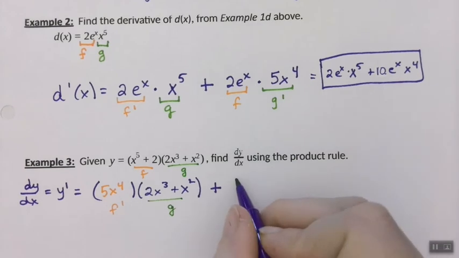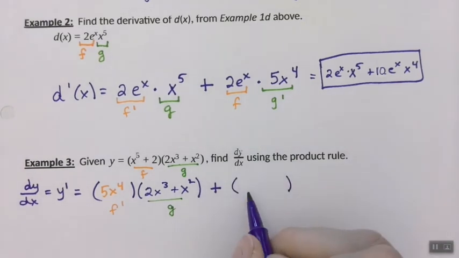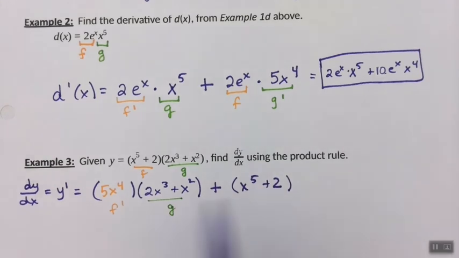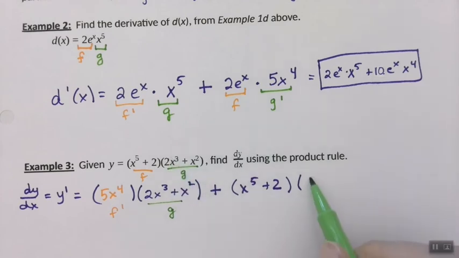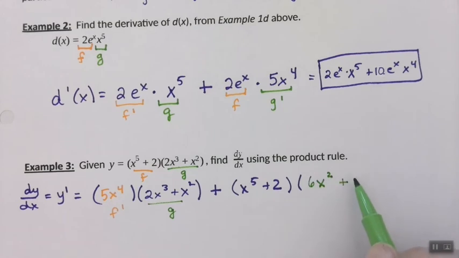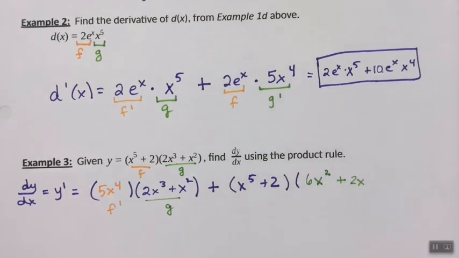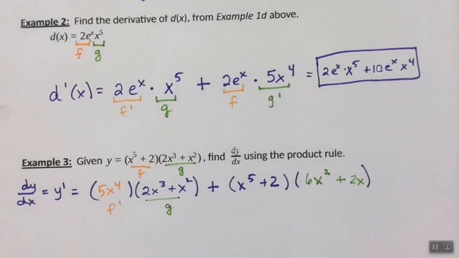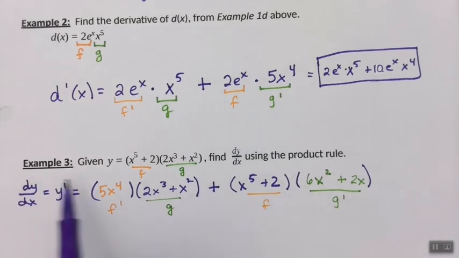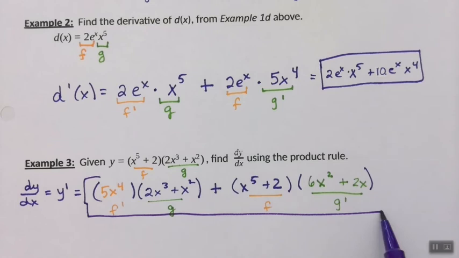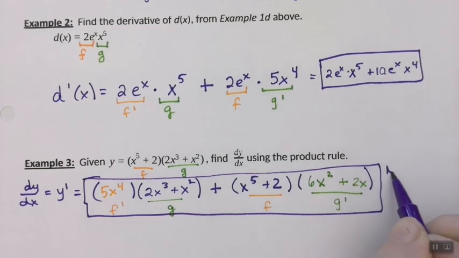And then I reverse it. So now I'm going to leave f alone. So I'm going to write x to the 5th plus 2, and then I write it times the derivative of g, which is 6, 2 times 3 is 6, x to the 2nd plus 2x. So this would be f right here, and this would be g prime right here. All right, now I know you're thinking, well, that doesn't seem the same at all. And if they don't ask you to simplify it, you could actually be done right there and say, I'm finished, right?